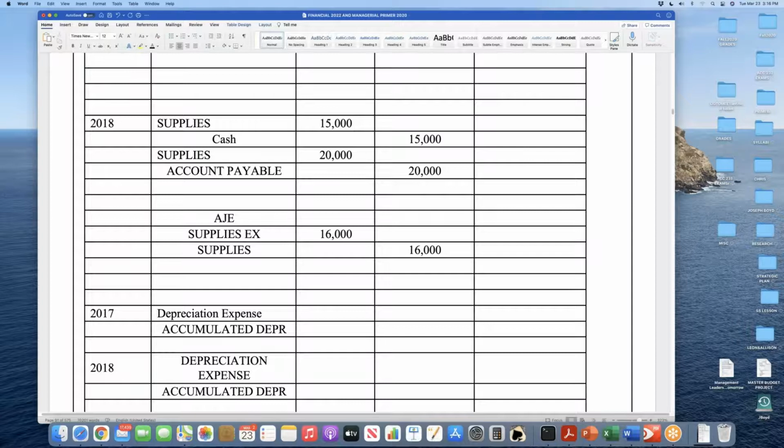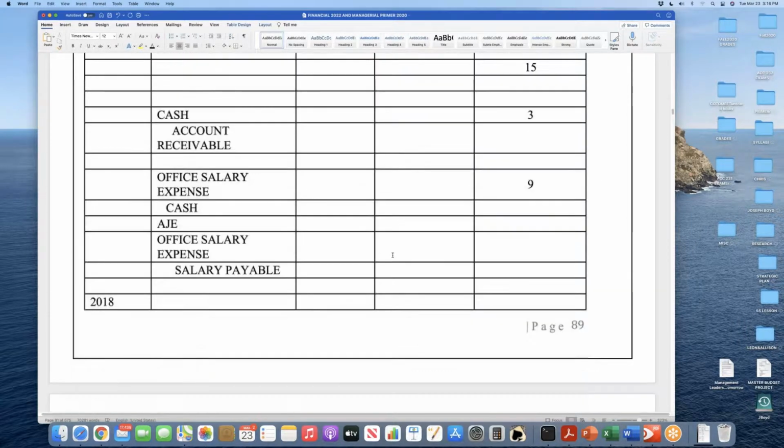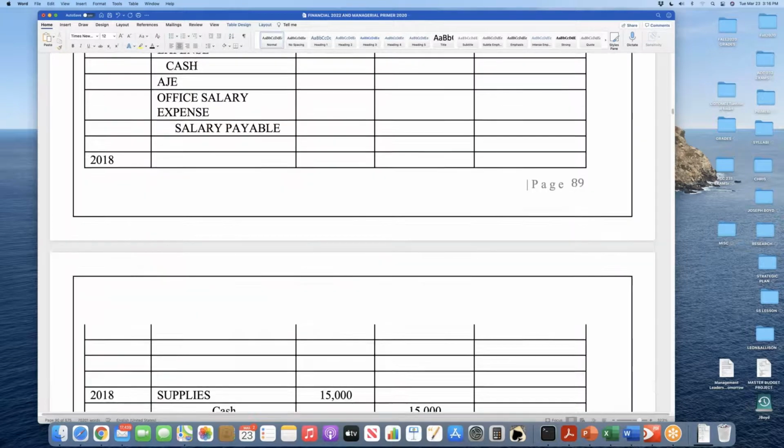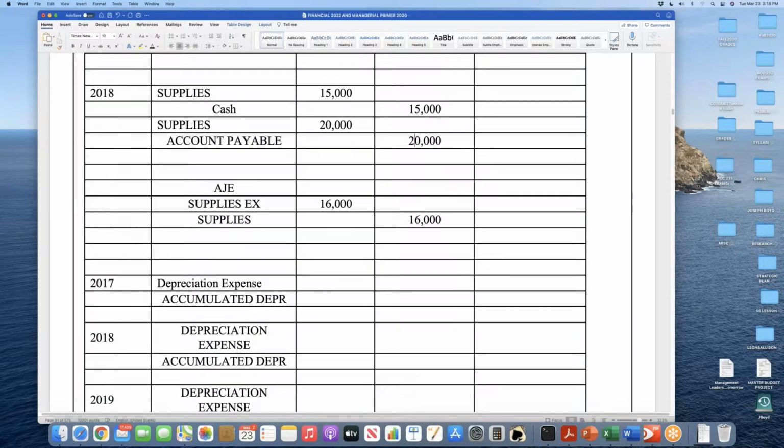Well, this is the 2018 AJE that we got to make. So let me clear this out, because every year you make an AJE. So now I got to get the AJE for 2018.